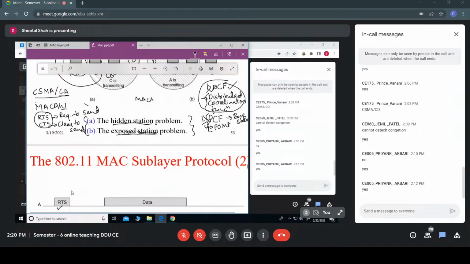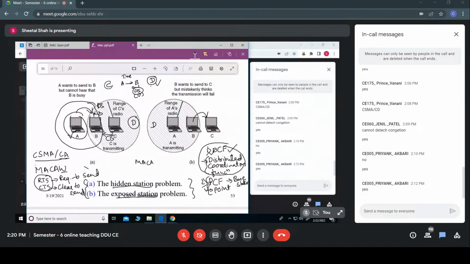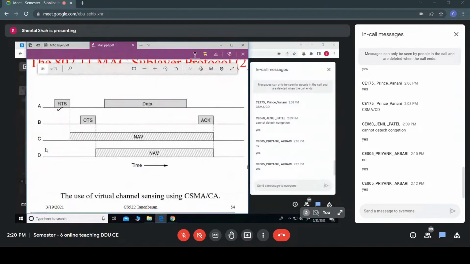Now station C hears this RTS because it is in the range of A. So what happens, it would start a timer which is known as a network allocation vector. And as I said, this RTS CTS signal contains the time up to what extent the network would be busy. Okay. So when C hears this RTS, it would start some timer within itself, and that timer is known as the network allocation vector. Okay.